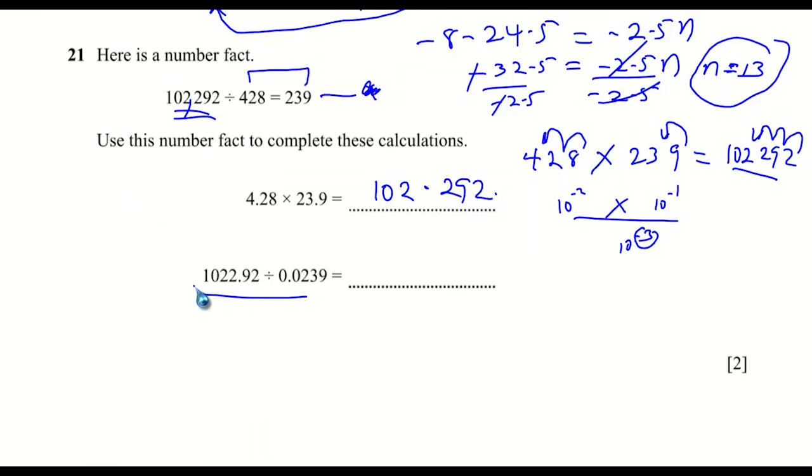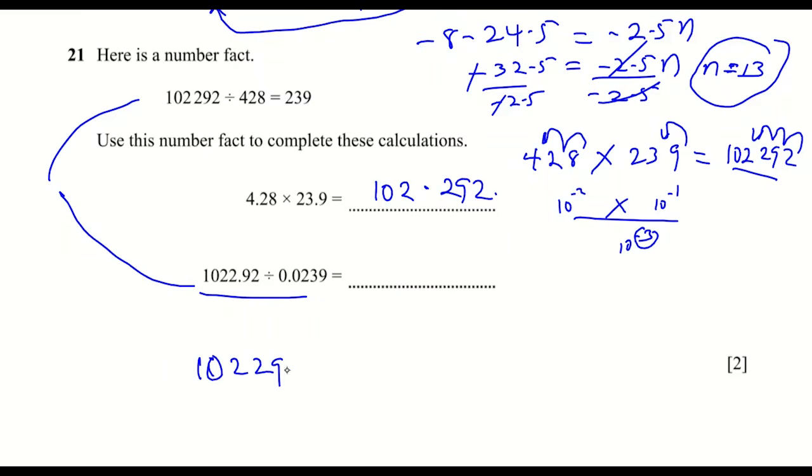We need to write this to be in the form of this, from here. So from the number fact given, you should have 102,292 divided by 239. That is, this one divided by this one should give us 428. So it equals 428. Now let's compare this with this.